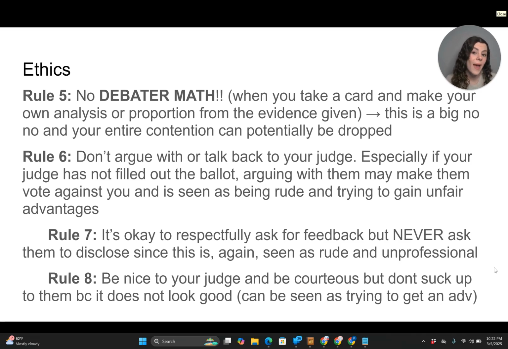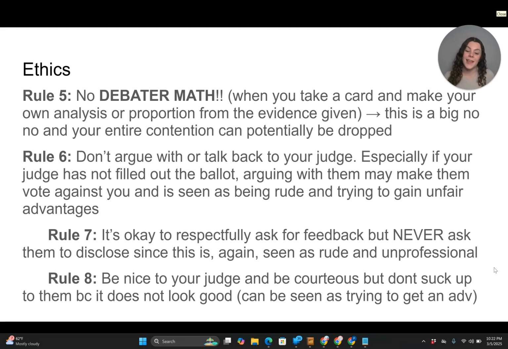It's okay to ask for feedback, so I usually phrase it like, whenever it seems like they're done writing or submitting their ballot, I ask, hey judge, before we leave, do you have any general feedback you can provide for us for future rounds, or as we progress through this tournament, however you want to word it. If the judge, again, feel out the judge. If the judge doesn't seem like they're having it, maybe it's better to just let it go.